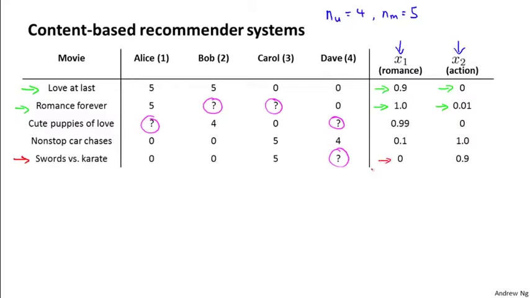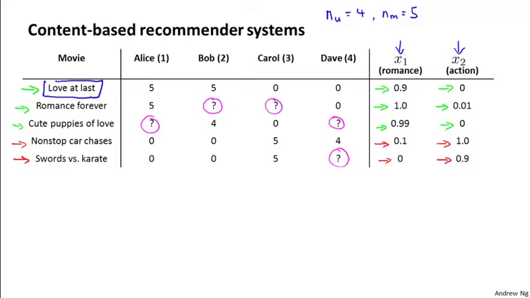Maybe that has a 0 romance rating, no romance at all in that, but plenty of action. And non-stop car chases, maybe again there's a tiny bit of romance in that movie, but mainly action. And Cute Puppies of Love, again, mainly a romance movie with no action at all. So if we have features like these, then each movie can be represented with a feature vector.